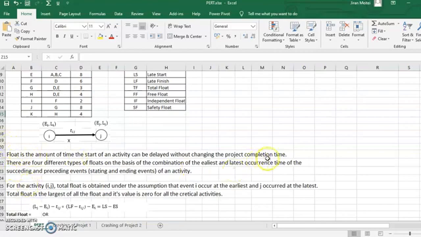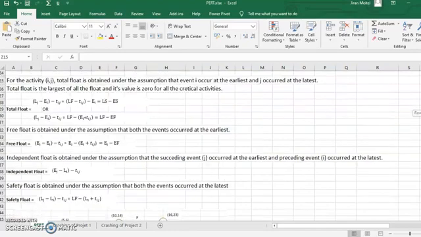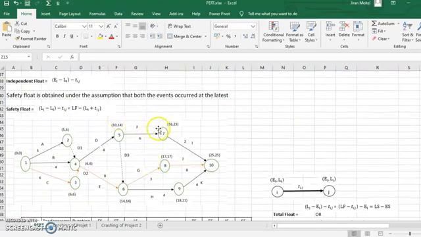Let's first understand what is a float of an activity. The float of an activity is the amount of time an activity will have for a delayed start without disturbing the project completion time. Say for this example, if you talk about the float of this particular activity F, it's the amount of time activity F will have for a delayed start without disturbing this 25. This is the meaning of a float.